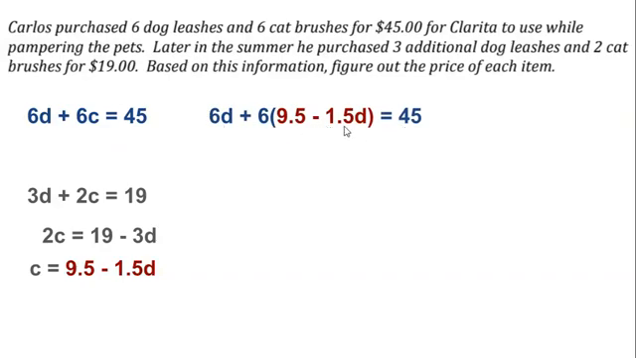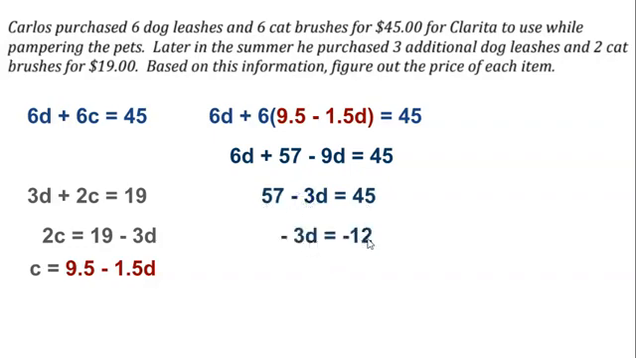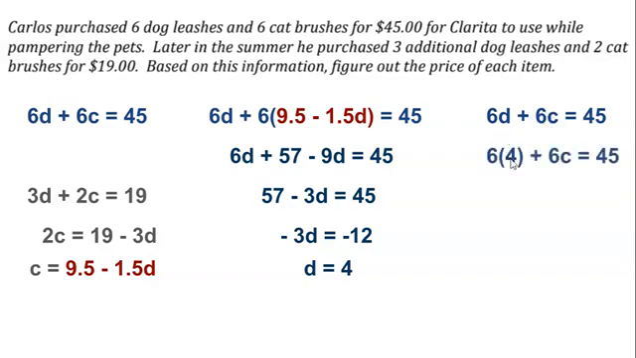Now I have a one variable equation that I need to solve. So I'll use the distributive property, then combine like terms, subtract 57 on both sides of the equation, and then divide by -3 to find that D equals 4. Since I know the value of D, I just need to substitute it into one of the 2 equations to solve for C. I chose 6D plus 6C equals 45. When I substitute 4 in for D, I do 6 times 4 to get 24, subtract 24 on both sides to get 6C equals 21, then divide both sides of the equation by 6 to get that C equals 3.5.